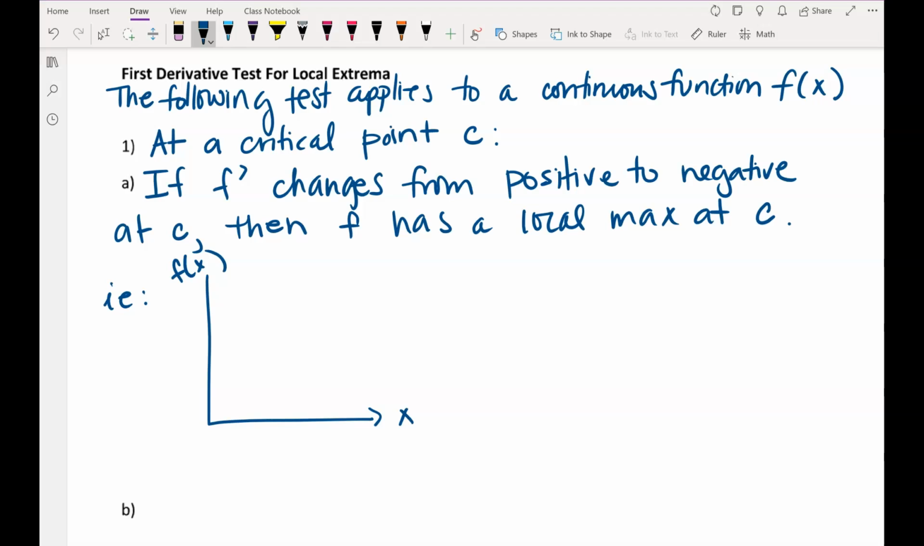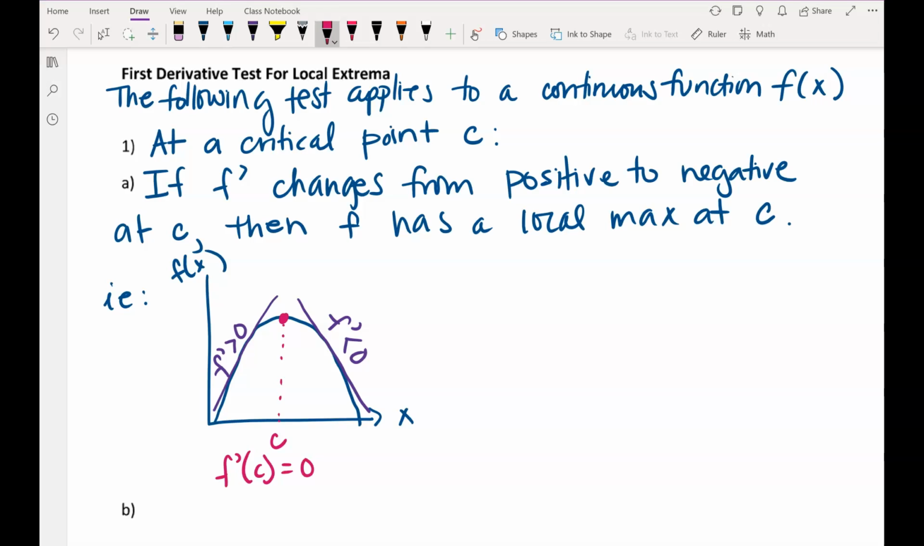Now it says if f prime changes, meaning it's going to be the slope, okay? So would you agree that the slope over here, f prime, is positive? Then it changes. That means over here, the slope, f prime, is negative, less than 0. So at a value of C, here's C, let's just pick that one. This right here, C, f prime of C is a horizontal tangent, which means the slope equals 0. So as you can see right there, if f prime changes from positive to negative at that location, then f has a local max. So you can see that local max is right there.